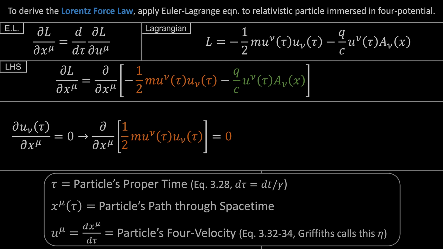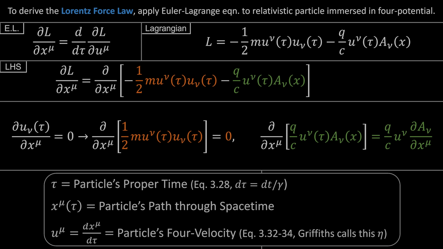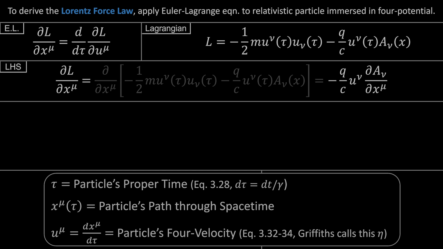Now if we shift our attention over to the interaction term, which I've highlighted in green, we can see that when we take a derivative with respect to x^μ, q over c is a constant, of course, but also u^ν as a function of tau is going to be a constant relative to the partial derivative with respect to x^μ. So we can write that expression as q over c u^ν, partial A_ν, partial x^μ. At the end of the day, the partial derivative of the Lagrangian with respect to x^μ is negative q over c times u^ν, partial A_ν, partial x^μ. So that is the left-hand side of the Euler-Lagrange equation.